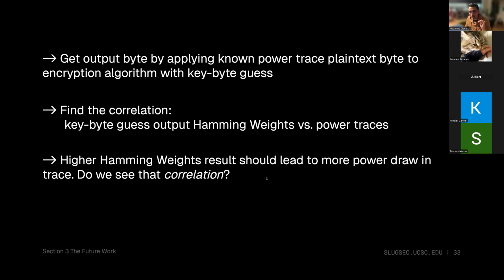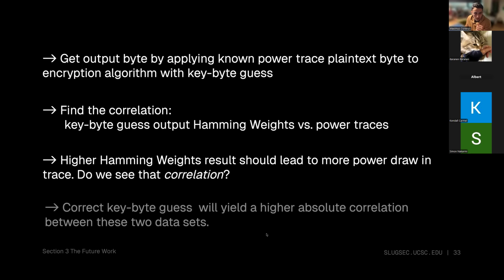As the output of the encryption has a higher Hamming weight number, the power trace theoretically should demonstrate a draw of higher power. Likewise, if the Hamming weight is a very low number, in which case most of it is zero, the power trace should also demonstrate a very low power draw. The correct key byte guess will yield the highest absolute correlation between these two data sets, the data set of the Hamming weights and the data set of the power traces that you collect.